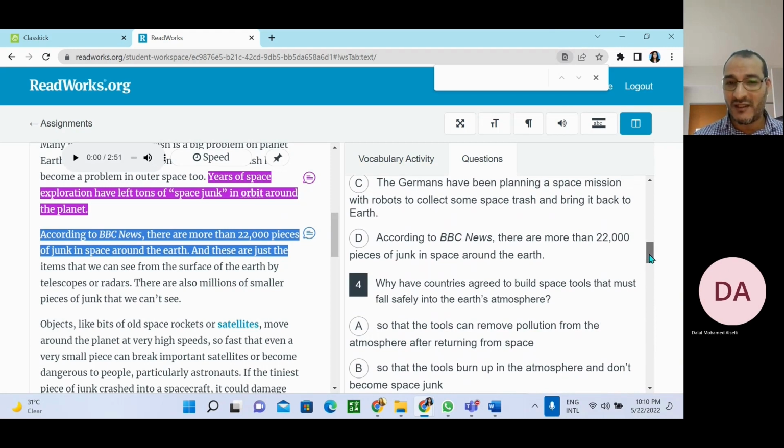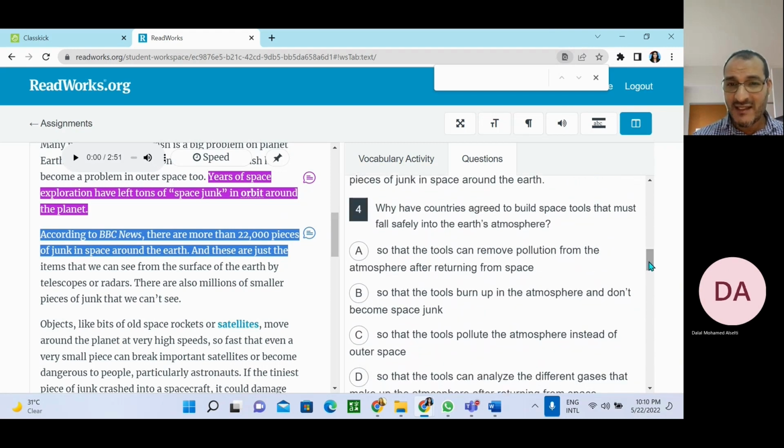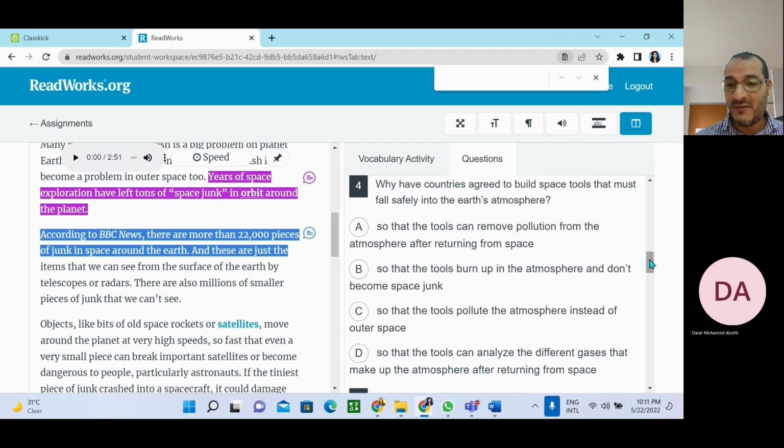Why have countries agreed to build space tools that must fall safely into Earth's atmosphere? They create space tools so that once they come back, they come back to Earth's atmosphere. Why do they want it to come back safely, not just stay in outer space? They want it to come back because they don't want to add to the space junk or pollute the outer space, and also they don't want to pollute the atmosphere. But something happens when it comes back.